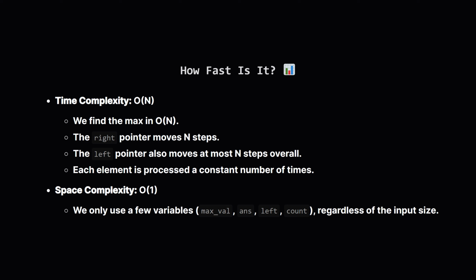So how efficient is this sliding window approach? It's pretty good. Finding the initial maximum takes time proportional to the number of elements. Let's call that order n, or O(n). Then, in our main loop, the right pointer moves from the beginning to the end, so that's n steps. The left pointer also only moves forward, and can't go beyond n steps in total across the entire execution. Since each element is essentially looked at a constant number of times by either the left or right pointer, the overall time complexity is order n. That's much better than our initial n² or n³ idea.